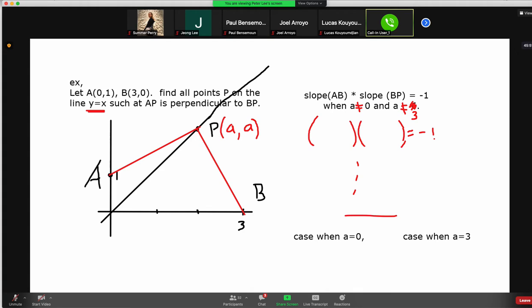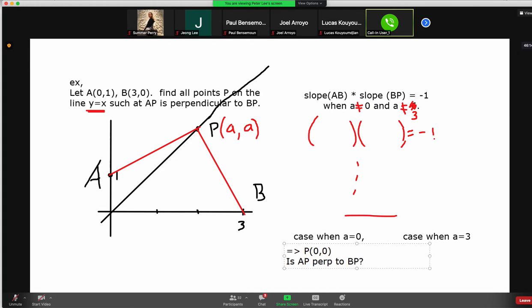So what happens in this case? What happens when a is equal to 0? When a is equal to 0, do we get an answer? If a is equal to 0, then what that means is the point P is actually the point (0, 0). Is AP perpendicular to BP? What do you think?